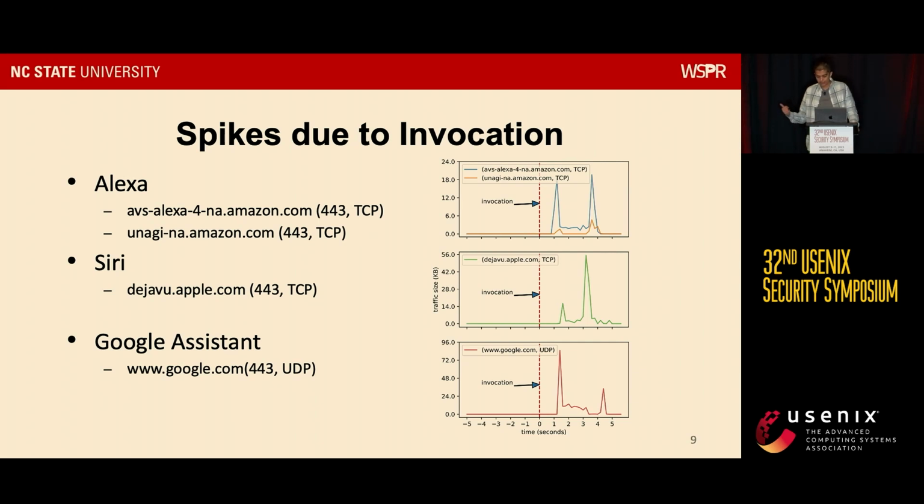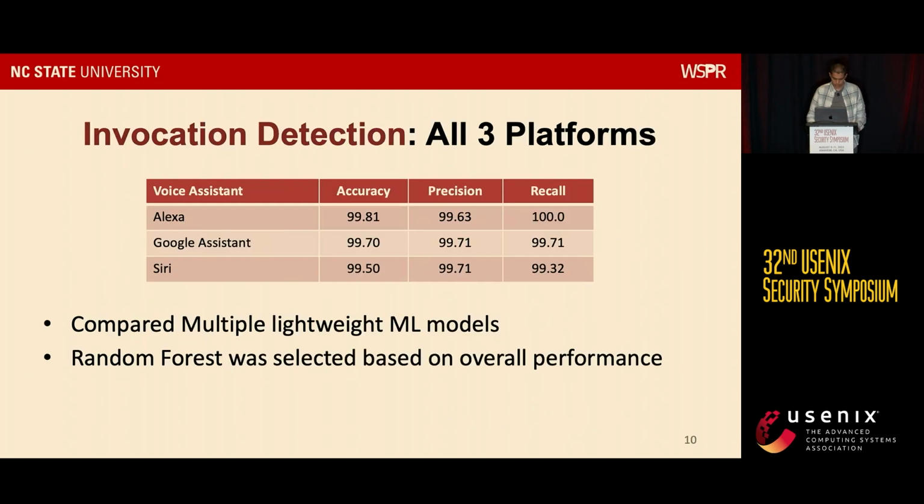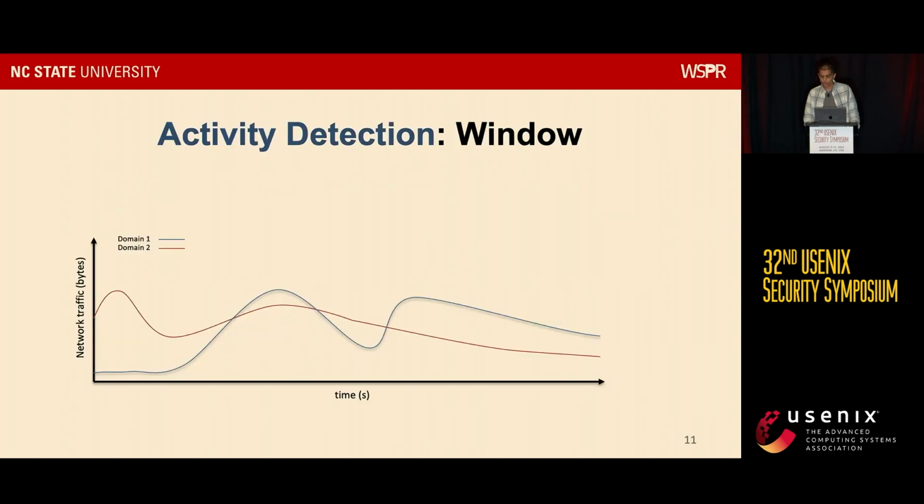We exploit this pattern to detect invocation by using the volume of traffic on these particular domains. We compared multiple different lightweight machine learning models such as k-nearest neighbors, random forest, and AdaBoost, and we found random forest to be overall the best balance between performance and time to predict. As you can see in the table, it's very easy in most cases to detect invocation without much effort.